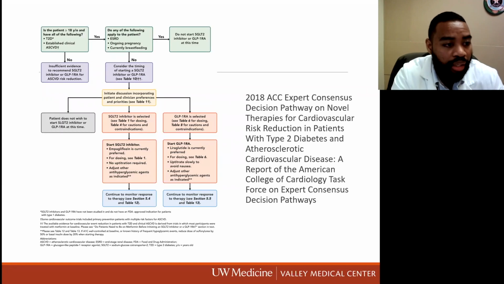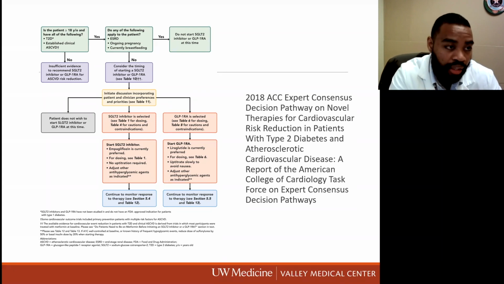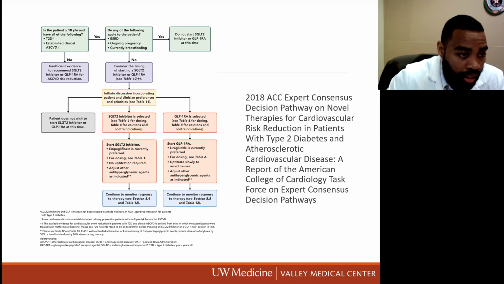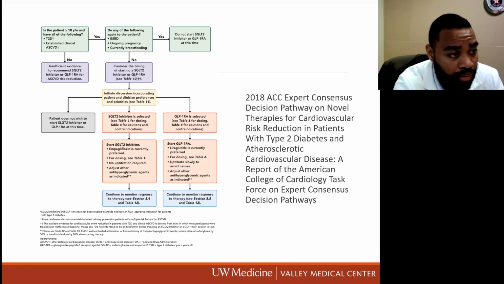And so recently in 2018, there was this consensus pathway that was released by the ACC, which I think is helpful for all of us in terms of deciding if a patient is eligible for being on one of these novel agents. So basically, the first question to ask yourself is, does the patient have diabetes or do they have ASCVD? If yes, then the next major break point is, do they have end-stage renal disease, pregnancy, or are they currently breastfeeding? And basically, what it boils down to is if they have either diabetes or ASCVD, then they're an appropriate candidate for either of these medications.